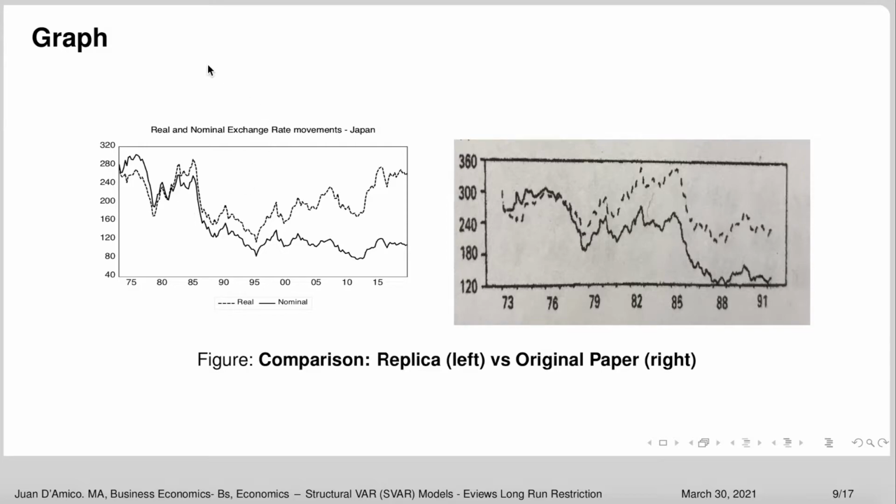Moving next, in this slide I'm showing you the graph. On the left we have the replica, the graphic that we have reproduced in EViews, and on the right we have the graphic from the original paper. Just recall that our data is quarterly and the data of the original paper uses monthly data, and also that the period goes until the year 1993, and in our case we have extended the dataset until the year 2019.